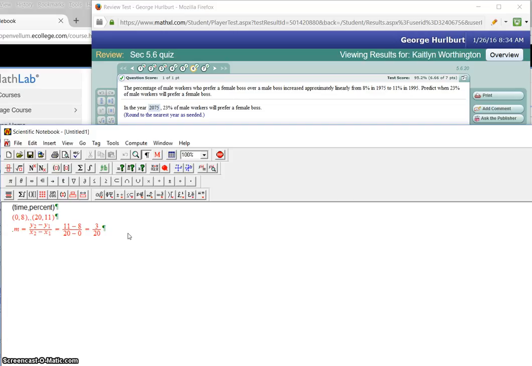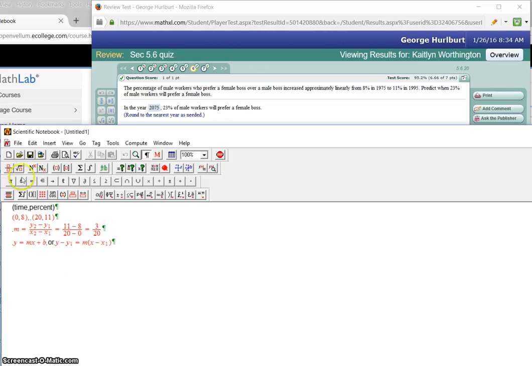Okay, now I want to find the equation of the line that matches this data. I have two choices at this point. I could use either y equals mx plus b, or I could use y minus y1 equals m times x minus x1. And here's how I decide which one I want to use.